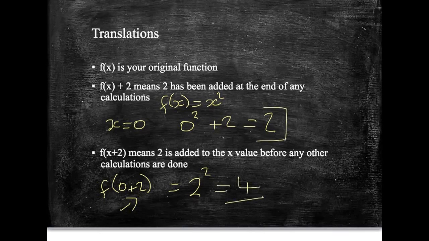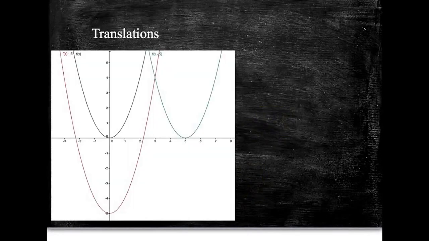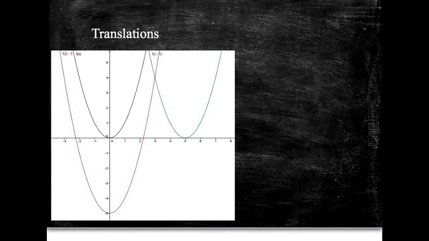We can see that these are very different answers, and actually when we start to graph these things, we get very different things coming out too. Let's have a look at the graph. I've drawn here f of x, and I've actually drawn x squared. So this graph here is x squared.